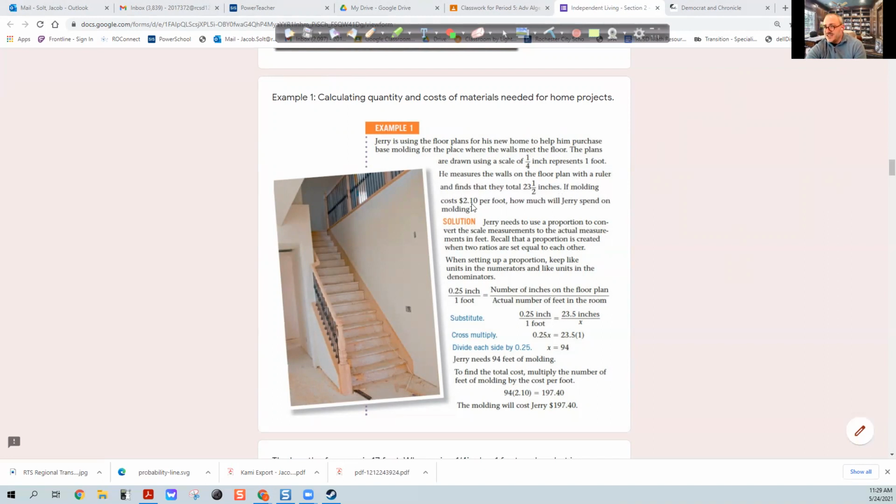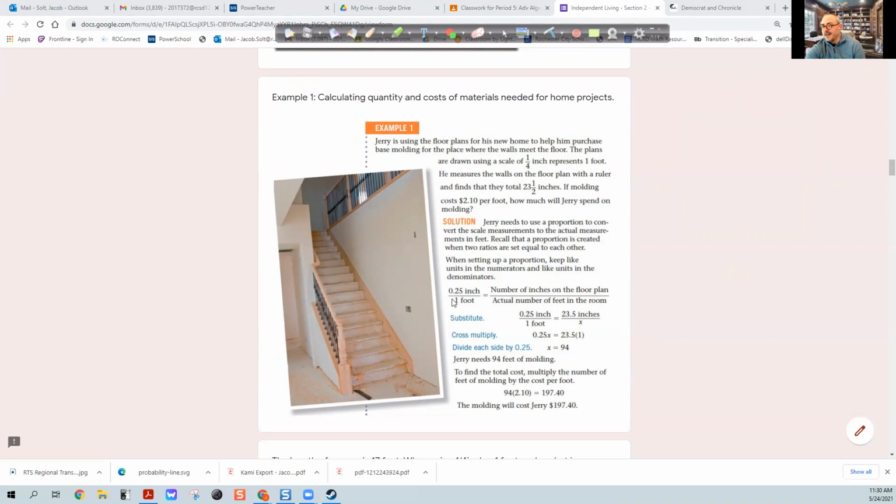If molding costs $2.10 per foot, how much will Jerry spend on base molding? Here's how to solve a problem like this. Jerry needs to use a proportion to convert the scale measurements to actual measurements in feet. Remember that a proportion is created when two ratios are set equal to each other. When setting up a proportion, keep like units in the numerators and like units in the denominators.